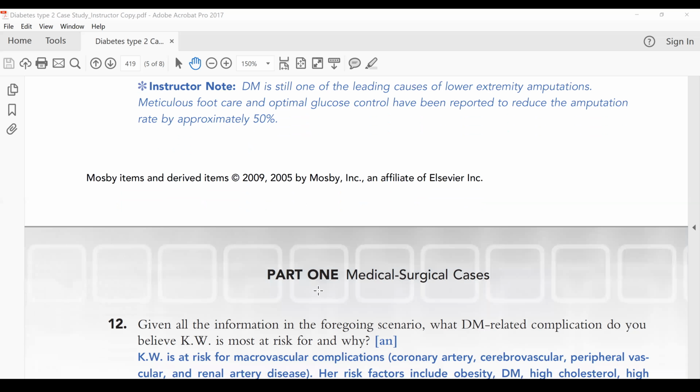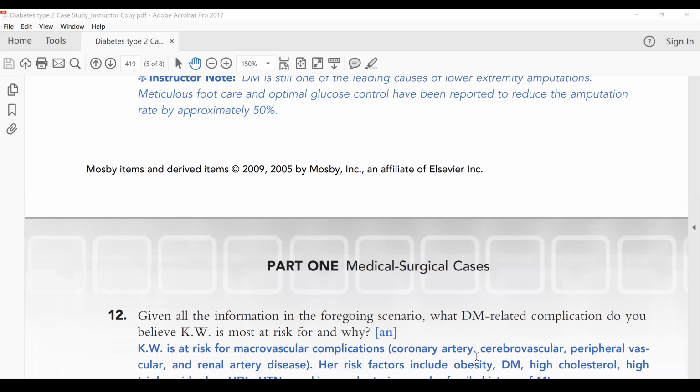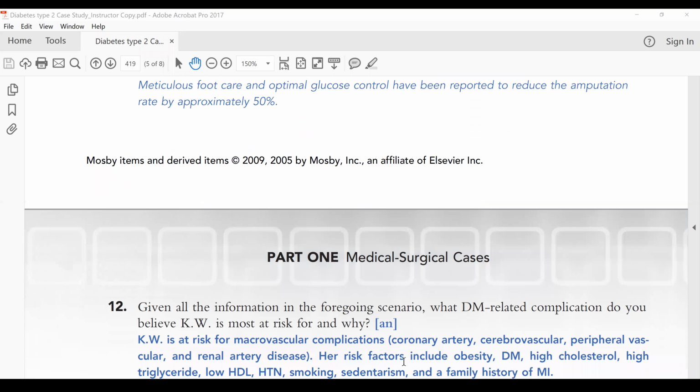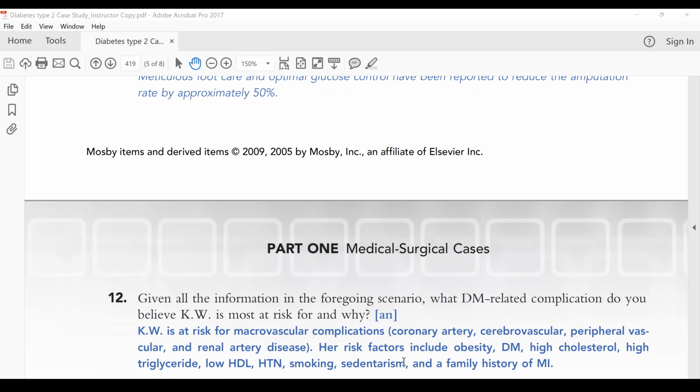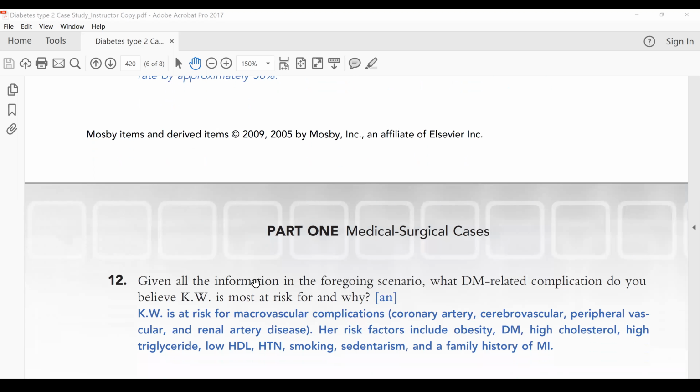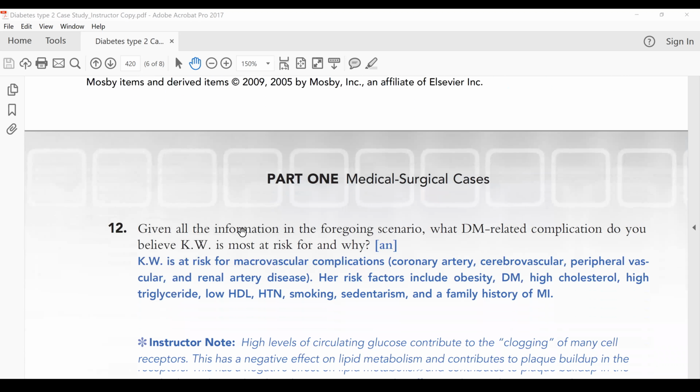All right. So number one is macrovascular complications, and that would be coronary artery disease, stroke, peripheral vascular disease, and renal arterial disease. That covers the kidney failure, heart attacks, strokes, and then just poor circulation. Her risk factors include diabetes, obesity, high cholesterol, high triglycerides. Her HDLs were super low. Her LDLs were mega high. Hypertension, smoking, not exercising, family history of a heart attack. Those are all good ones.